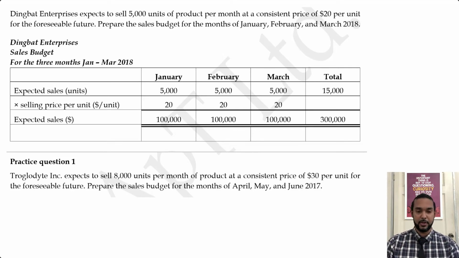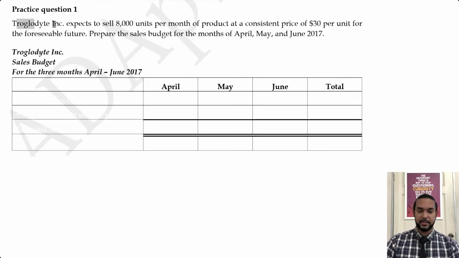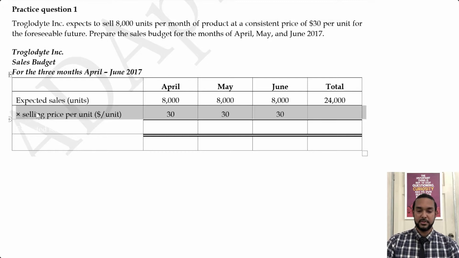Okay, let's take a look, shall we? So again, Troglodyte expects to sell 8,000 units per month. So we know the top row is supposed to give us the number of units we expect to sell in each month. Again, it's a constant value of 8,000 per month. And they're being sold at a consistent price of $30 per unit. So that's going to give us $30 in each column.